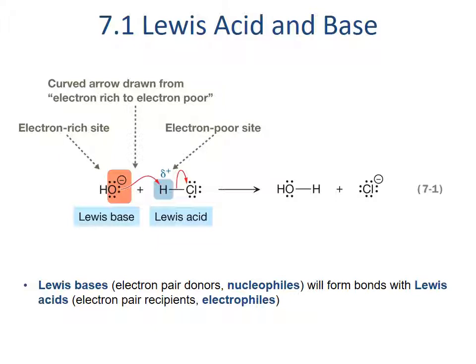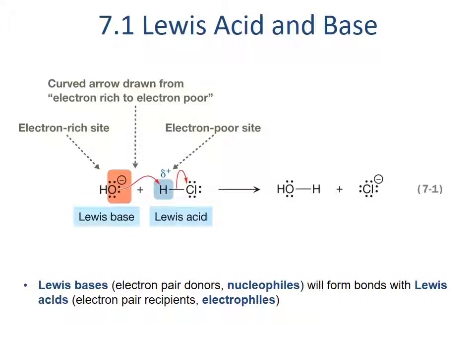A Lewis base is an electron pair donor, which will take its electrons to form new bonds with a Lewis acid, electron pair recipient. Because the electrons from a Lewis base like to interact with positively charged nuclei, we refer to Lewis bases as nucleophiles in much of organic chemistry. Likewise, the recipients of electrons in these reactions are electron poor and want more electrons, and we refer to these Lewis acids as electrophiles in much of organic chemistry.